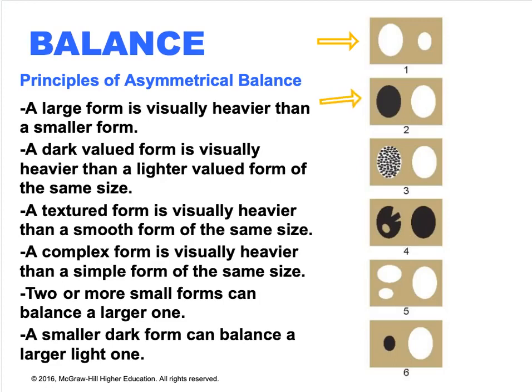Look at this one. You have a dark valued form. I'm reading the second note. A dark valued form is visually heavier than a lighter valued form of the same size. Just a fact, just the way it is when we look at something. It's going to feel heavier, even though they're the same size. The darker one's going to feel heavier. And same thing with size. The larger one is going to feel heavier.